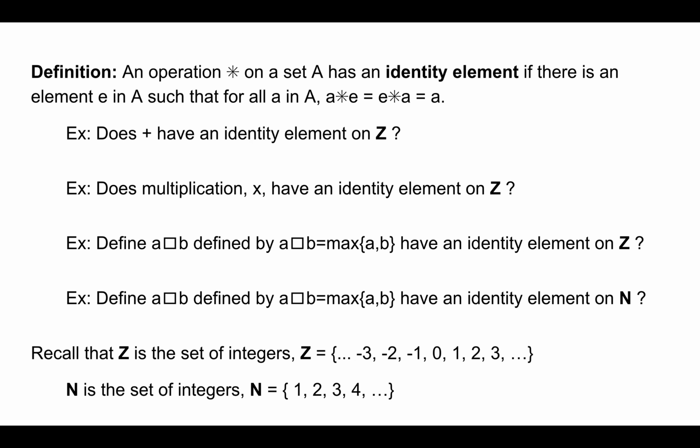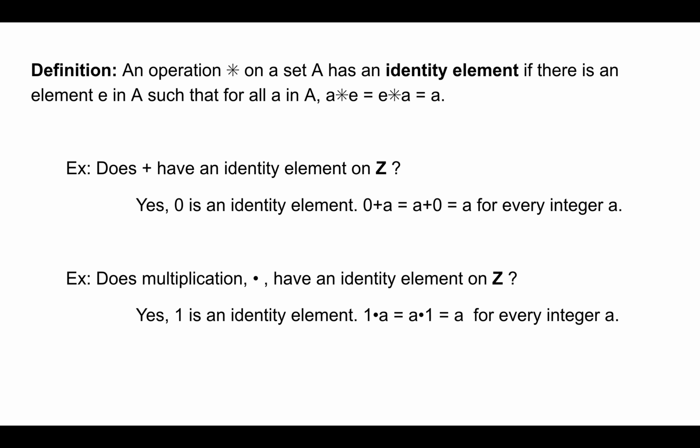Do these operations on these sets have identity elements? First, does addition have an identity element on the set of integers? Yes, 0 is the identity element, so 0 plus A is equal to A plus 0 is equal to A for every integer A. Does multiplication have an identity element? Yes, 1 is the identity element, so 1 times A is the same as A times 1, which is just A for every integer A. So each of those has an identity element.